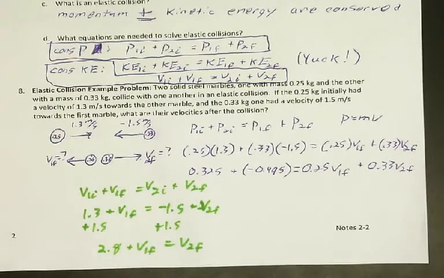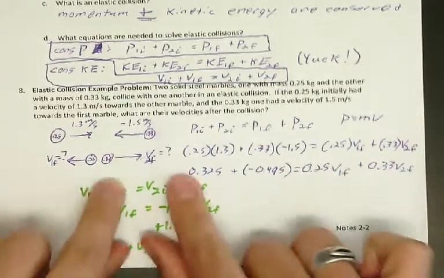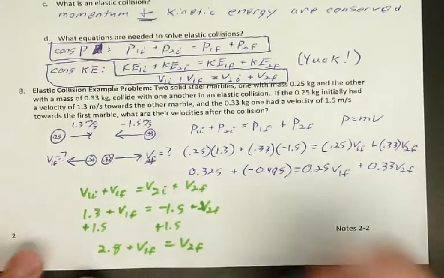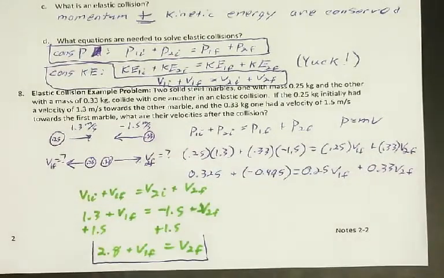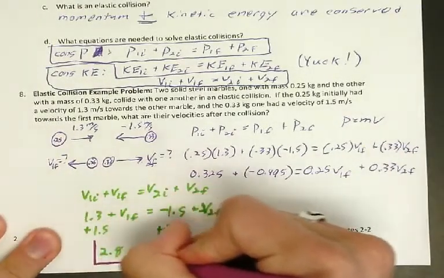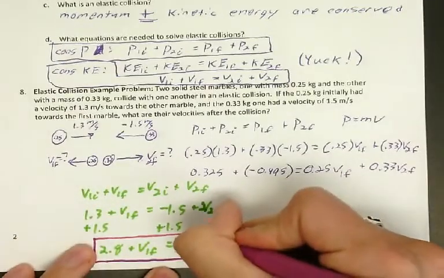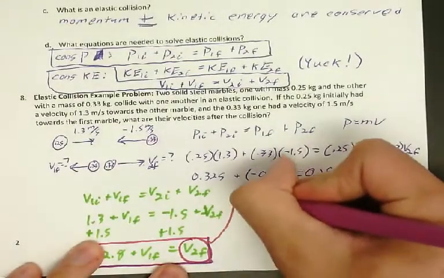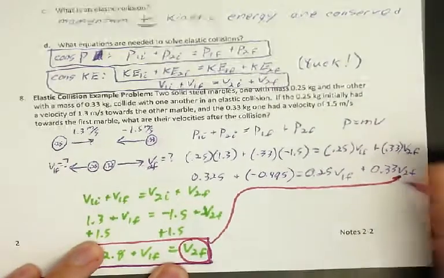Questions so far? Set up conservation of momentum because elastic collisions conserve momentum. Set up kinetic energy because elastic collisions conserve kinetic energy. Now what I need to do is plug this in to my first equation. So V2 final equals this stuff. So I'm going to go back to my first equation, and instead of V2 final, I'm going to write the stuff.